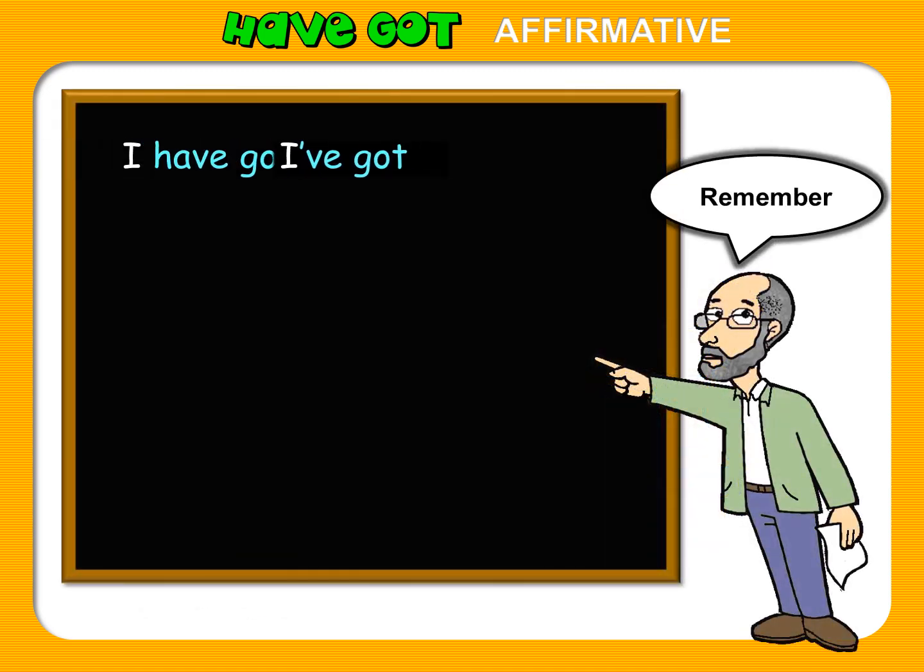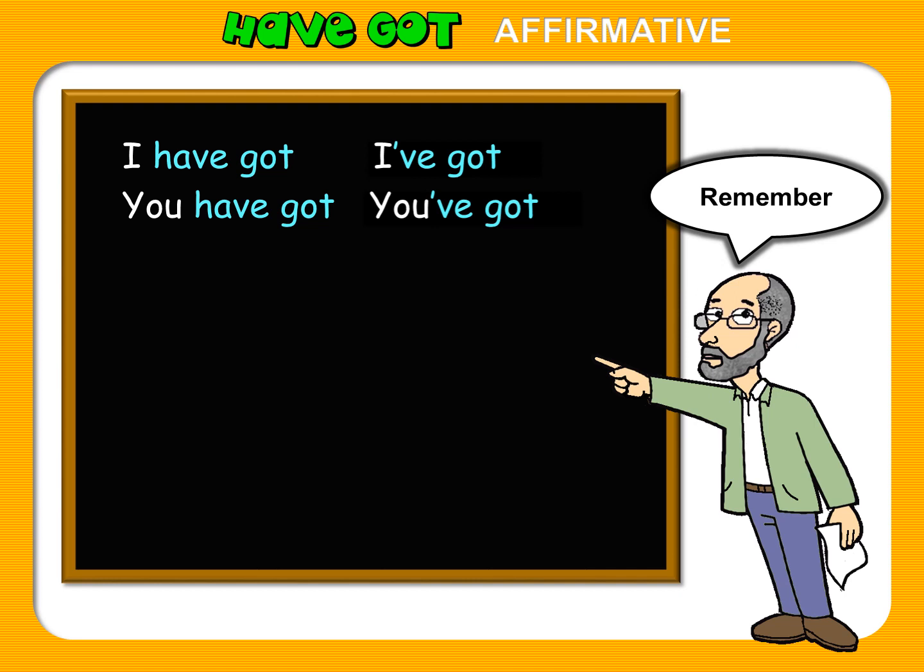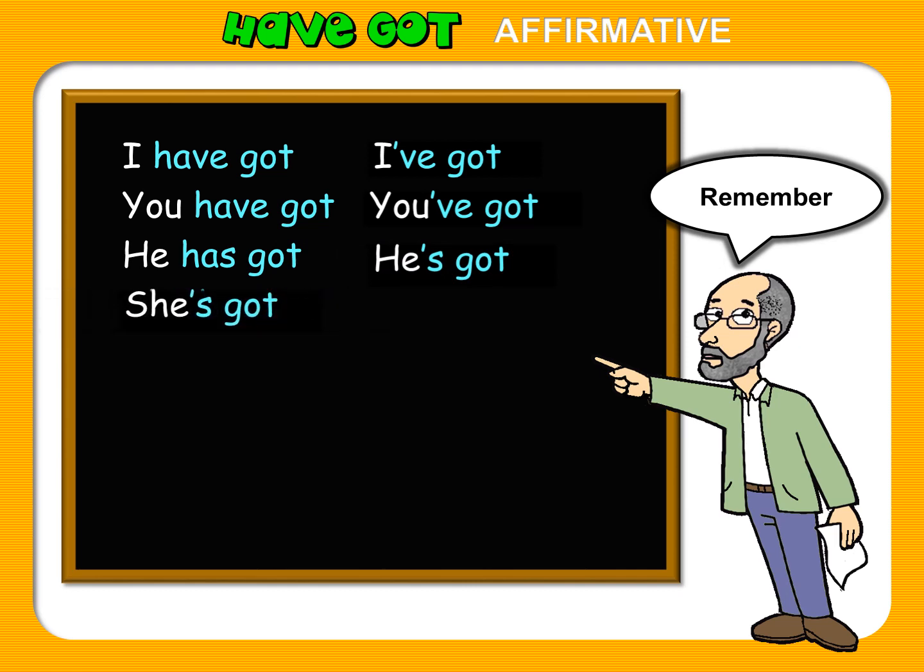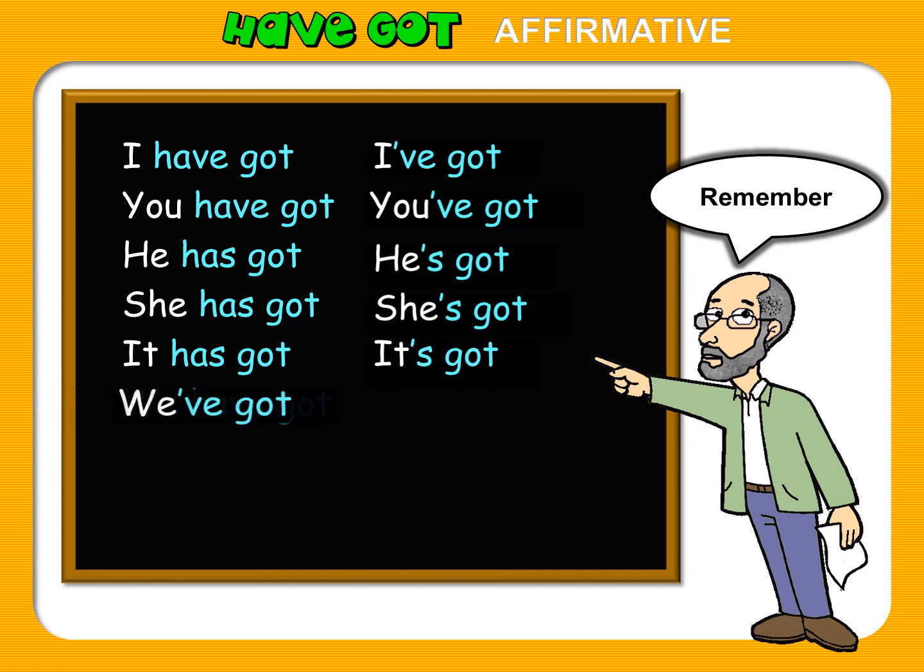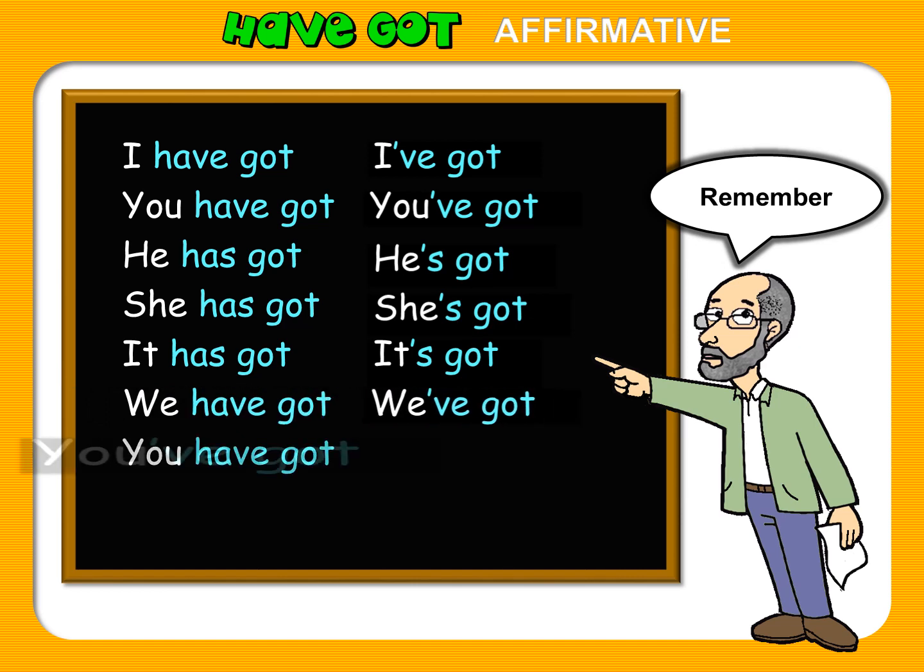So we can conclude that I have got, I can write it, I've got. You have got, we can write it, you've got. He has got, he's got. She has got, she's got. It has got, it's got. We have got, we've got. You have got, you've got.